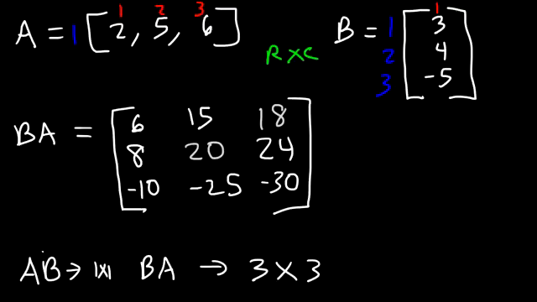So as we could see, AB and BA are clearly different. And you can see that BA has 3 rows and 3 columns. So it's a 3 by 3 matrix. So hopefully this example gave you a good idea of how to multiply matrices. Let's work on another example.